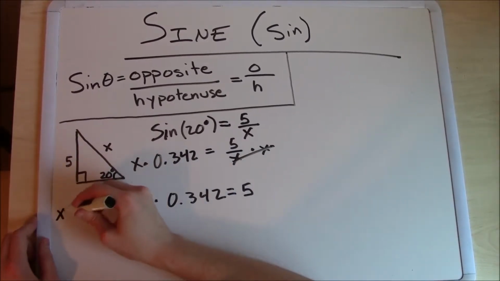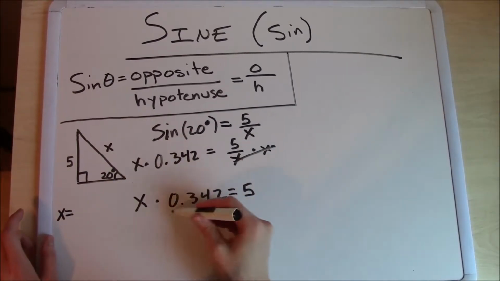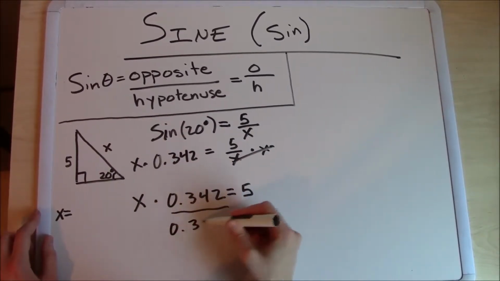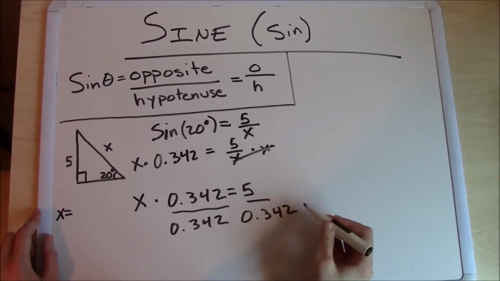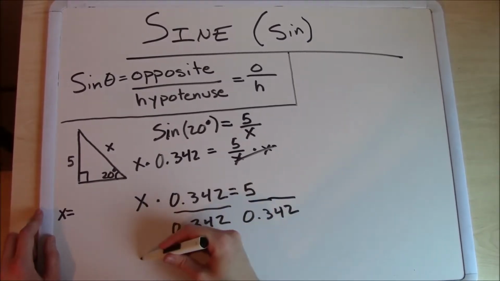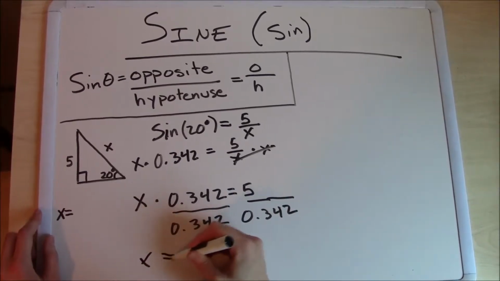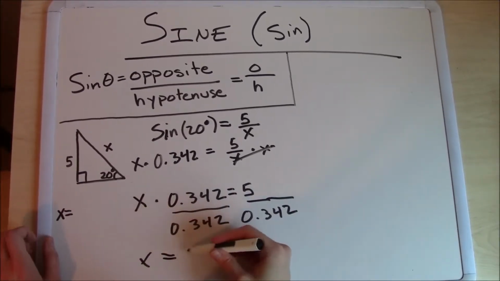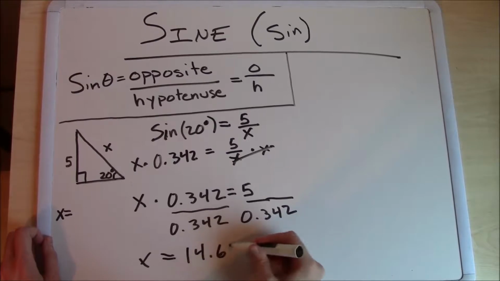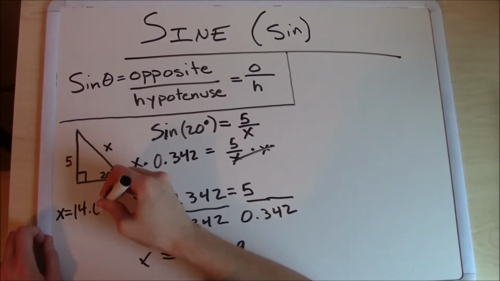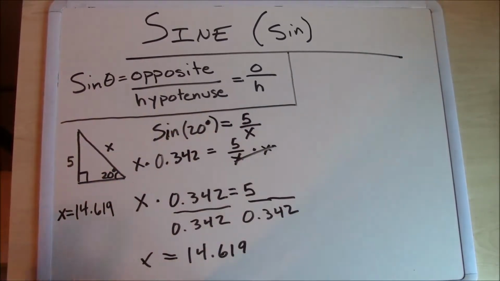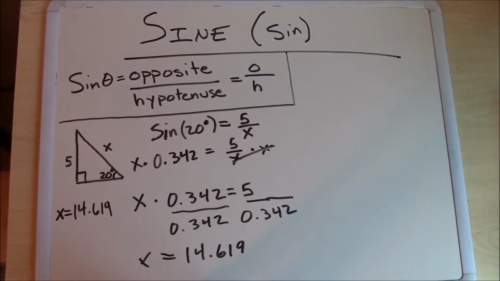Alright, so we want to get x alone because we want to solve for x. This is being timesed, so we're going to divide by 0.342. Awesome. So then we're going to get x equals 14.619.